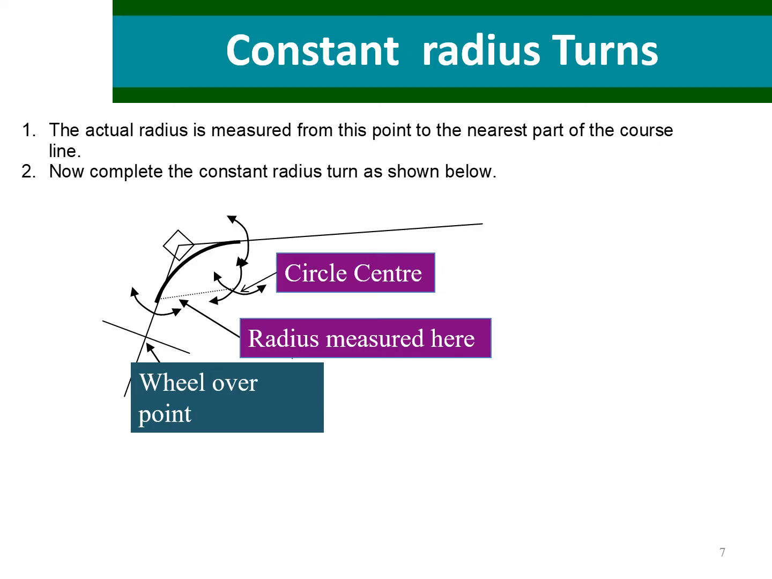That is the point from where you start to give the helm over towards the new alteration of course, but the vessel will smoothly transition from the old course to the new course over the line that has been shown as the radius of the constant radius turn. So that allows a smooth transition of the vessel.